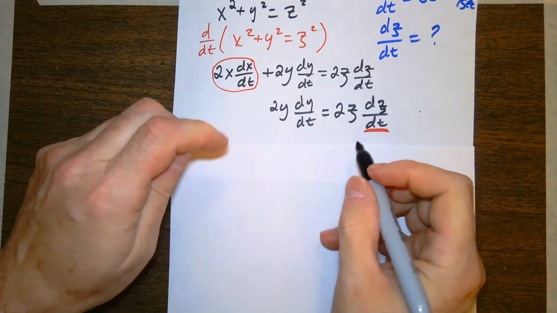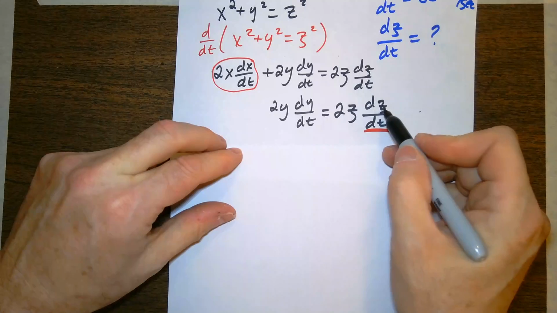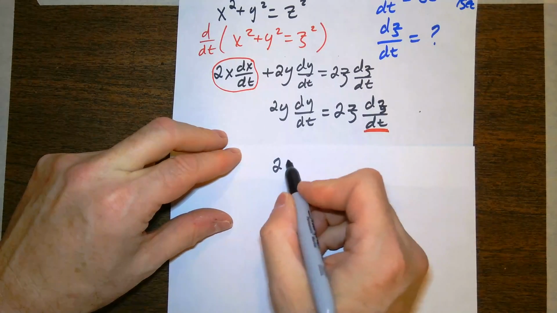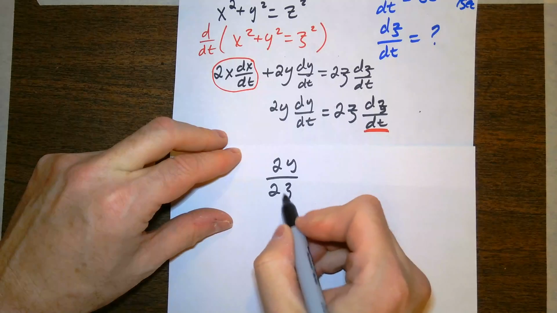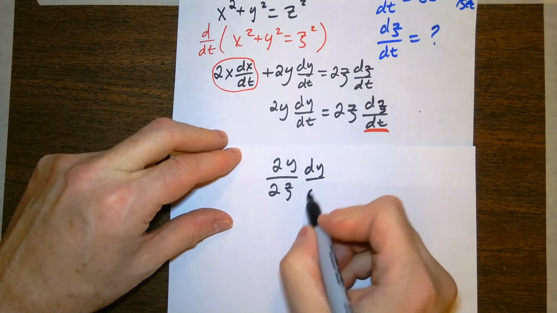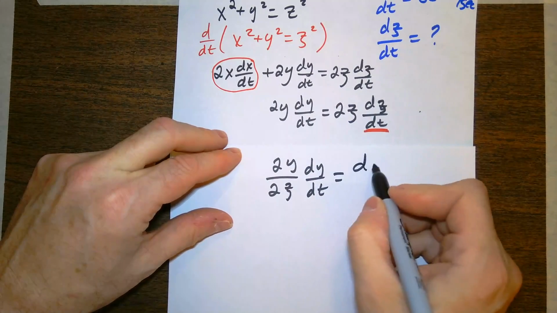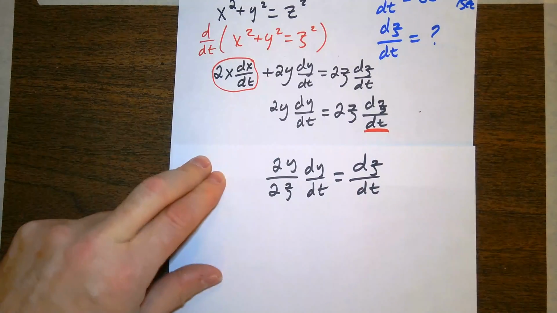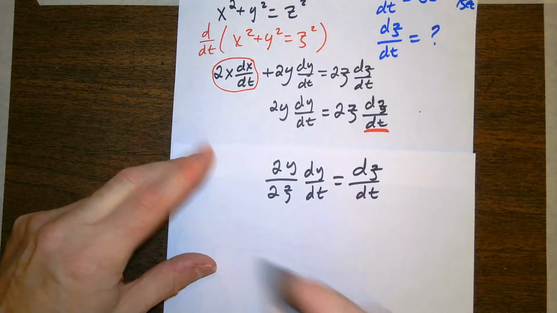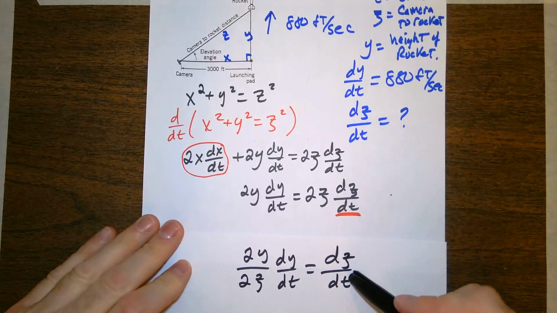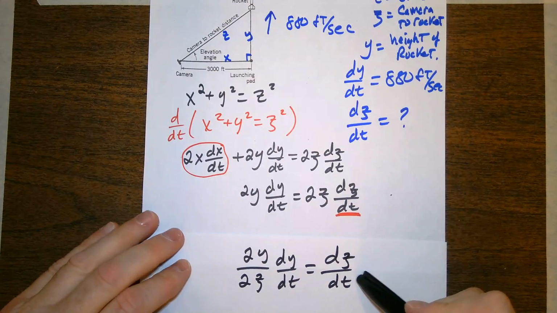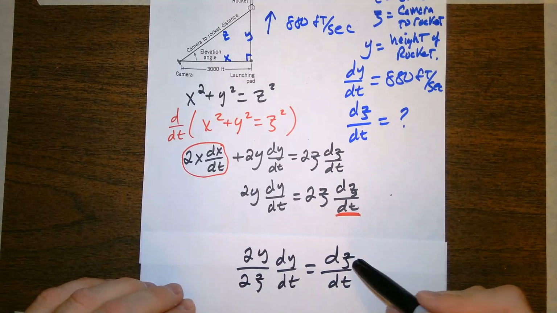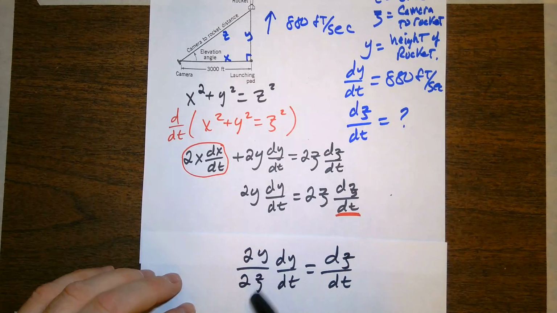And I'm trying to get dz by itself, so I divide both sides by 2z, and I get 2y over 2z dy dt equals dz dt. Now I'm at the point where I can evaluate. I've got the derivative. I'm going to evaluate the derivative to find the rate of change of the distance from the camera to the rocket.